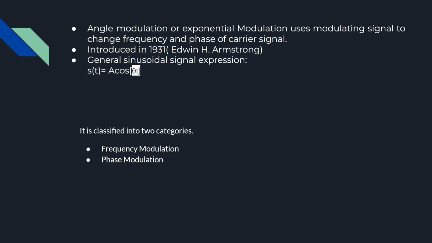Next is angle modulation. Angle modulation or exponential modulation uses a modulating signal to change the frequency and phase of the carrier signal. It was introduced in 1931 by Edwin Armstrong. Angle modulation can be classified into 2 categories: frequency modulation and phase modulation.